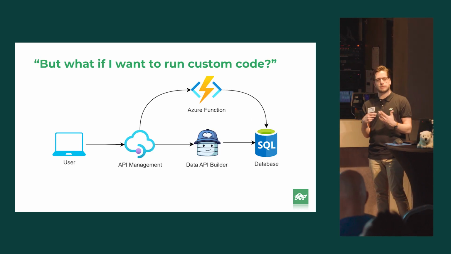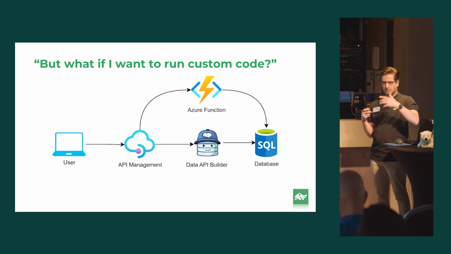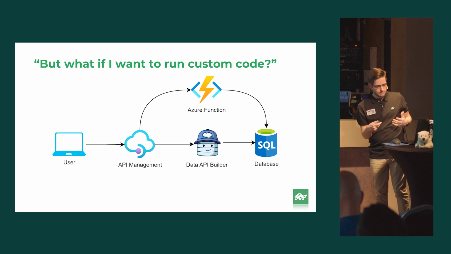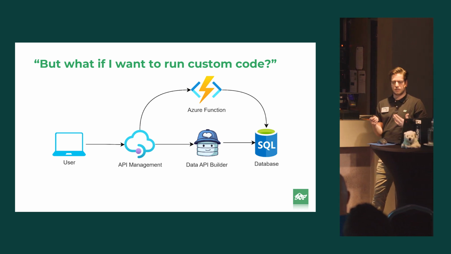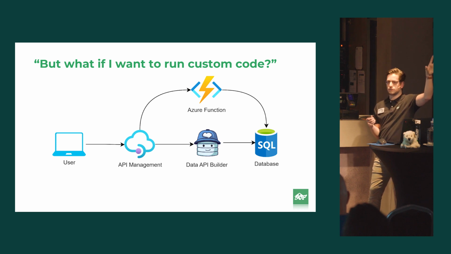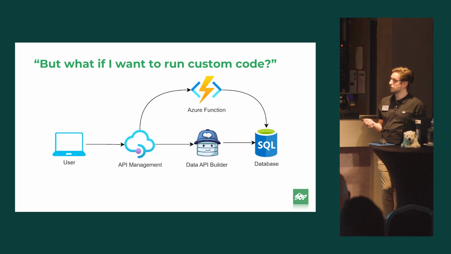Let's handle a couple of scenarios, some questions you might still be thinking about. What if I want to run custom code? What if my product owner tells me, that's great, but when a book gets created, you need to do a call to this validation service and only then create the book in the database? That is not currently possible with DAB.